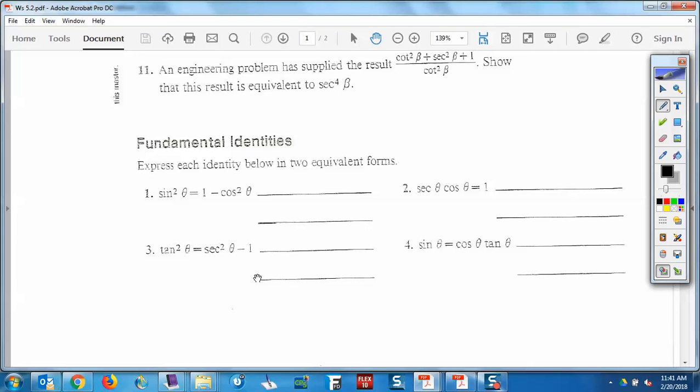You can work with the right side to make it look like the left, or work with the left to make it look like the right, or you can work with both sides and show that they end up being the same. Just make sure you don't add things across or move things from side to side. You can't do that.